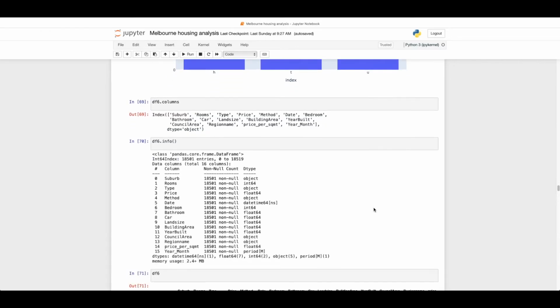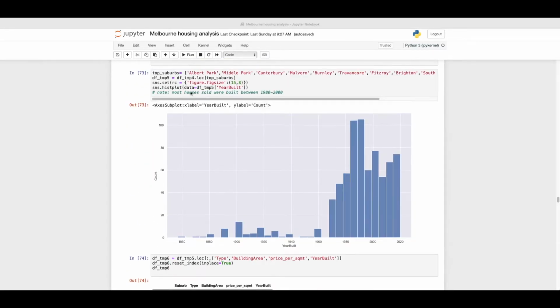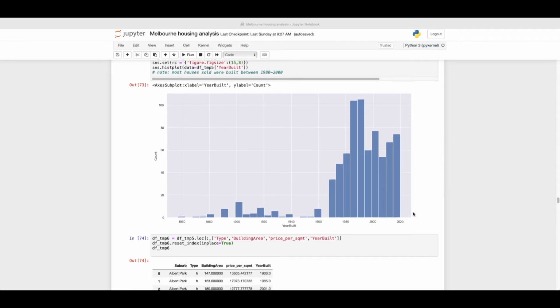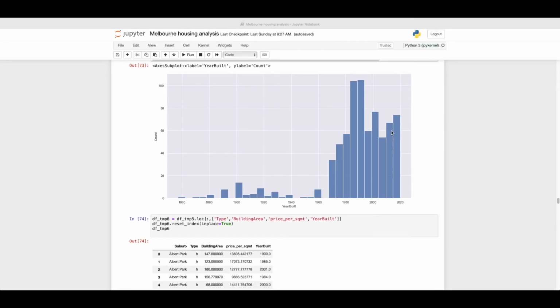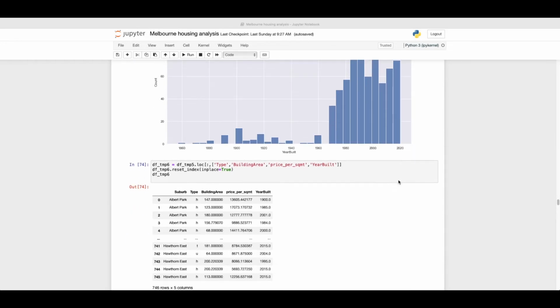Okay, moving on. This is a bar chart. It shows most of the houses sold were built between the 1980s and 2000. But the most recently built houses also saw sales go up. It could show there's new supply getting into the market. It gives you an idea about the supply and demand in this chart.